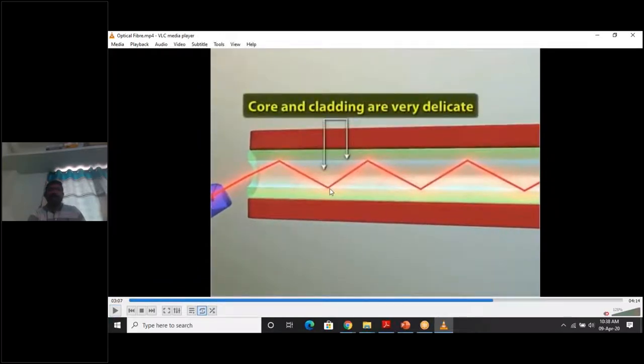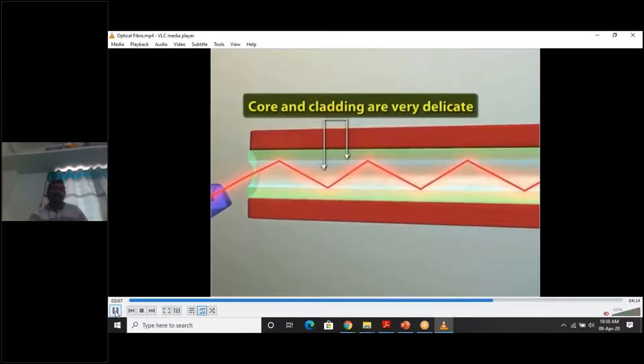At each point where it touches, this is point B. Here the angle of incidence should be greater than the critical angle. This is point C. Here the angle of incidence should be greater than what angle? Critical angle. So at every point it should satisfy the same condition. Which condition? The angle of incidence should be greater than the critical angle.